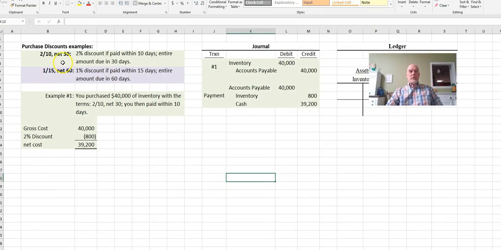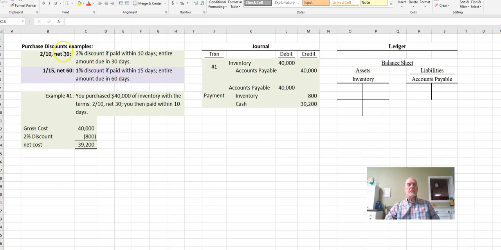Suppose you negotiated with your vendor for this product, and they gave you these terms, 2/10 net 30. What that means is they would like you to pay early, they'd like you to pay quickly, and they will give you a 2% discount if you pay within 10 days. 2% if paid within 10 days. But anything you don't pay early is due in 30 days.